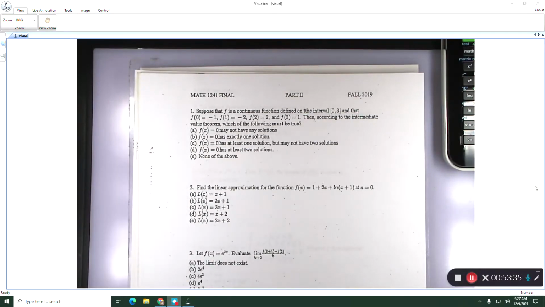All right. So it says, suppose that f is a continuous function defined on the interval 0 to 3, and that f of 0 is equal to negative 1, f of 1 is equal to negative 2, f of 2 is equal to 2, and f of 3 is equal to 1. Then according to the intermediate value theorem, which of the following must be true?